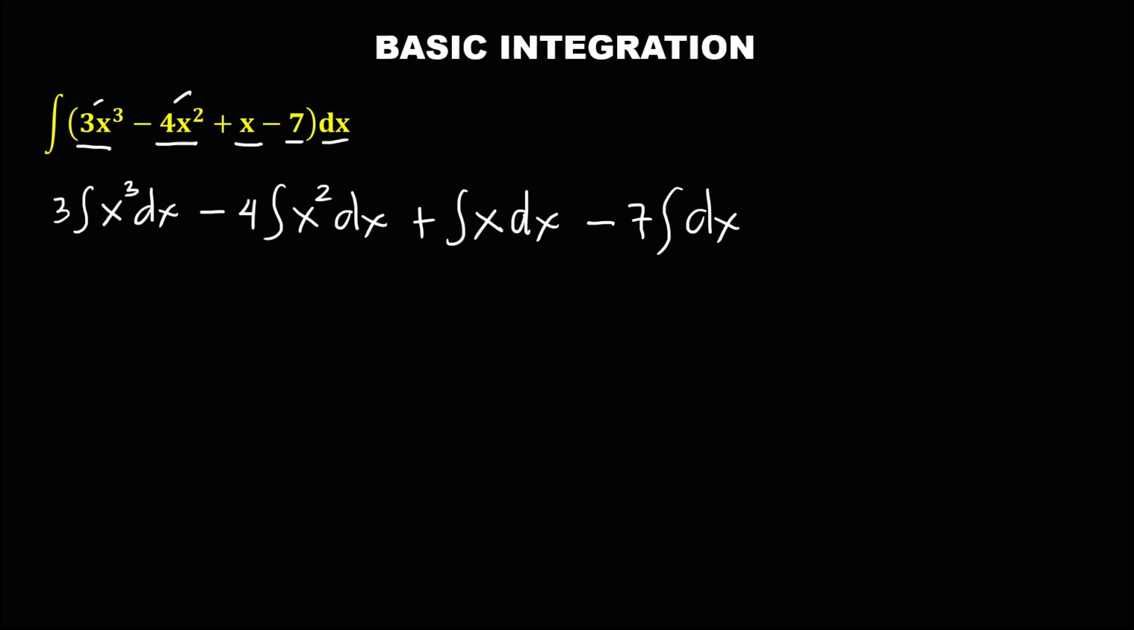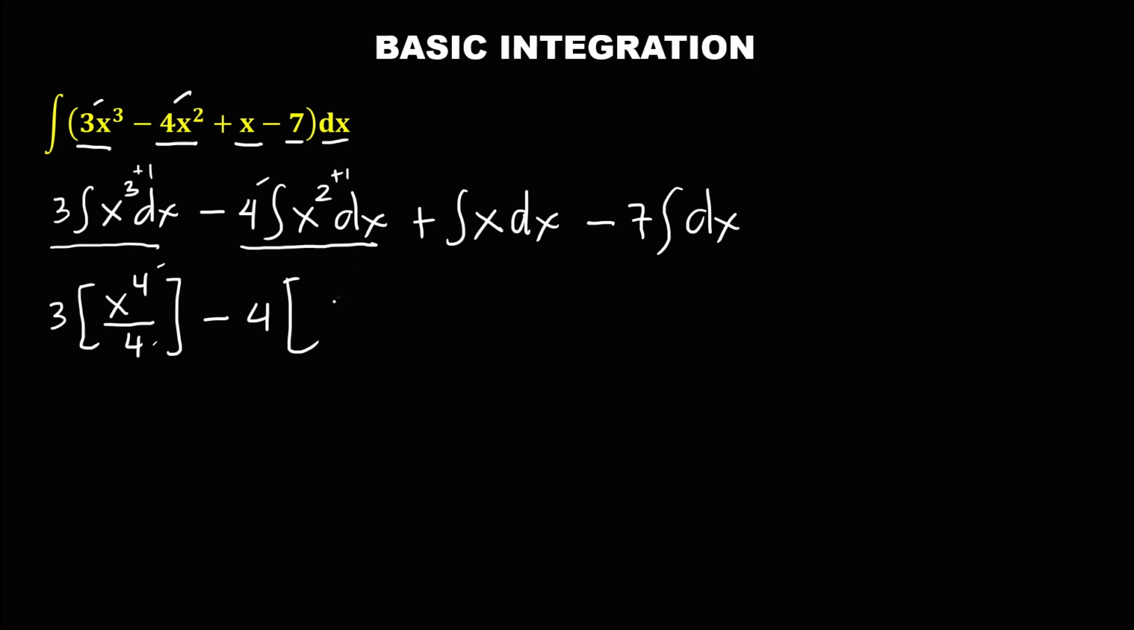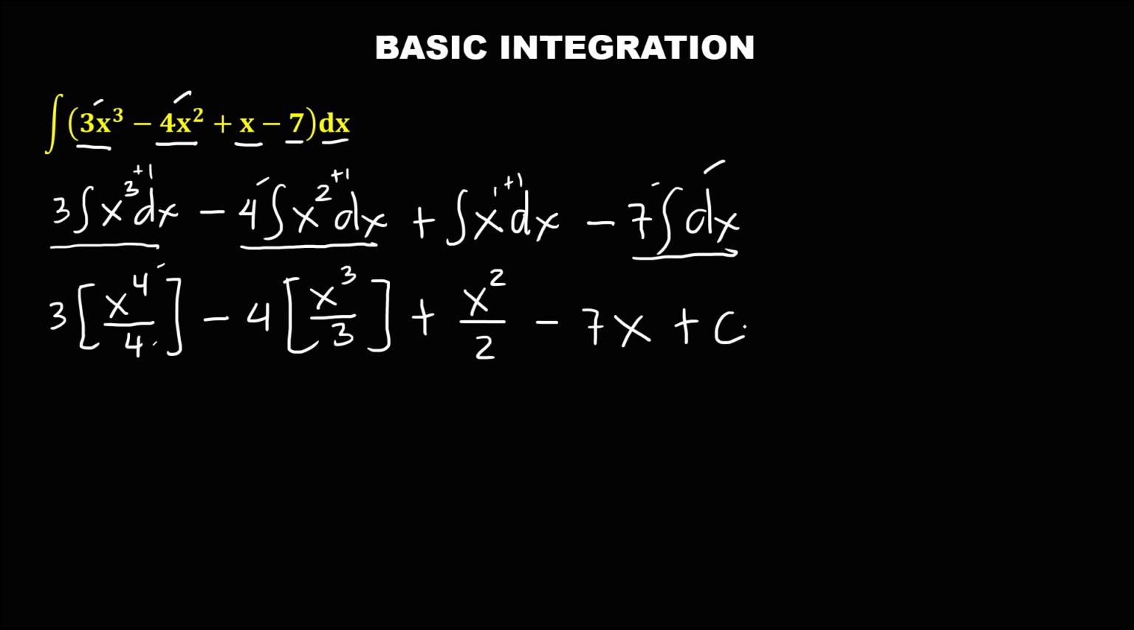Then apply now the formula, plus 1 for the exponent. For this term, bring down the constant, then times plus 1 for the exponent, so this becomes x to the power 4 over 4. The denominator must be equal to this exponent. Then minus, for this term, bring down the constant, then plus 1 for the exponent, so this is x to the power 3 over 3. Then plus, this is 1, then plus 1, so we have x to the power 2 over 2. Then minus, bring down the constant 7, and again, the integral of dx is x, then plus c.